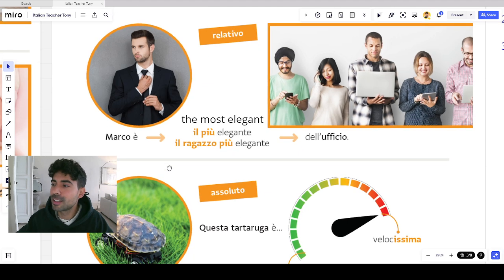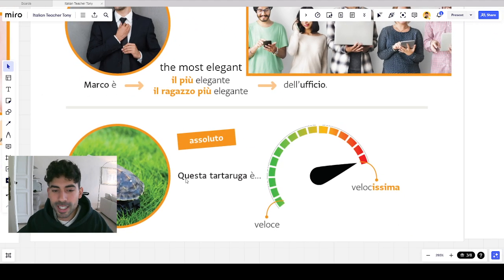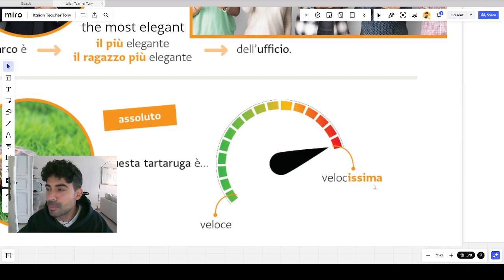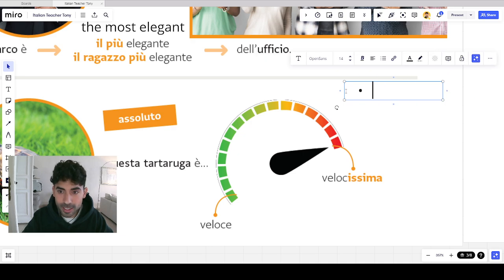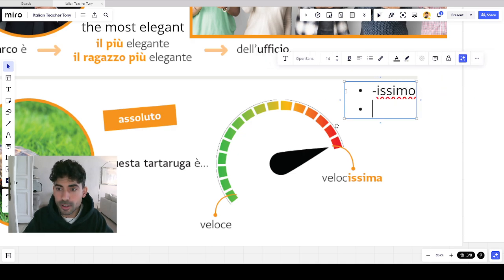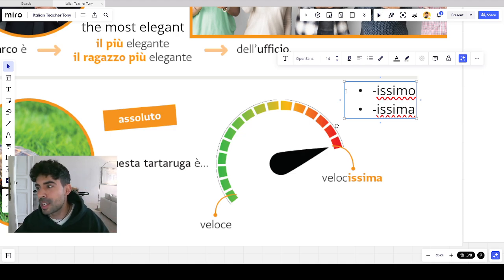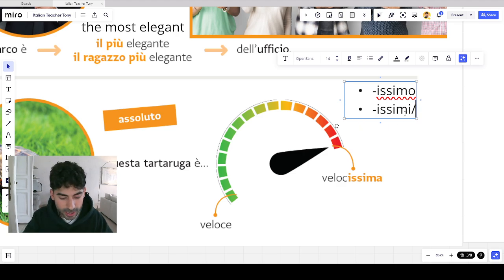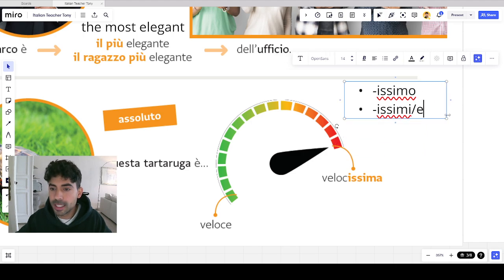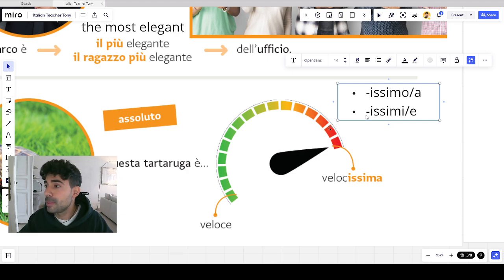Well, in Italian, there are two ways to go about it. One is you add issimo or issima at the end, depending if it's masculine or feminine. Issimi, issime is for plural, and issimo, issima is for singular, at the end, and it means very.